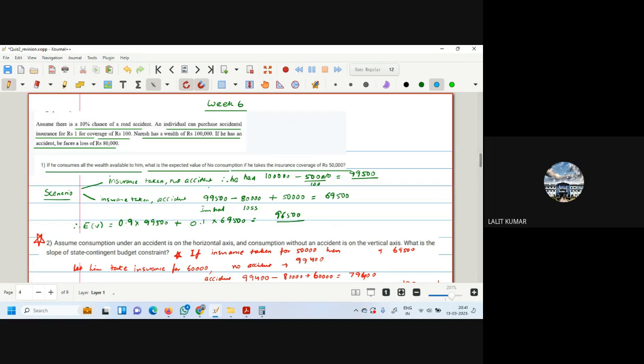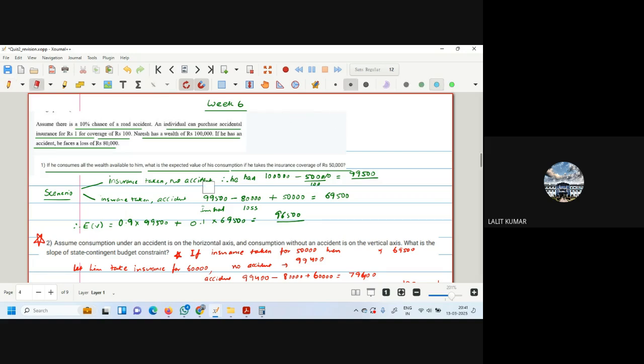So 2 states have been given, accident and no accident. In case of accident, he loses 80,000. So he has got a wealth of 100,000 and he loses 80,000. In case of no accident, he has got 100,000. Here he will get only 20,000. So if he consumes all the wealth available to him, what is the expected value of his consumption if he takes the insurance cover of ₹50,000?